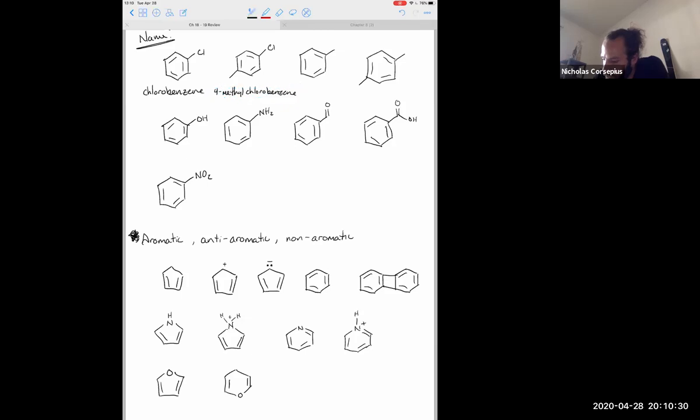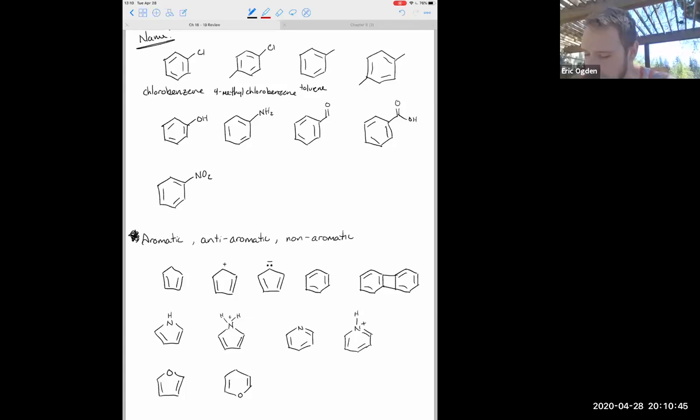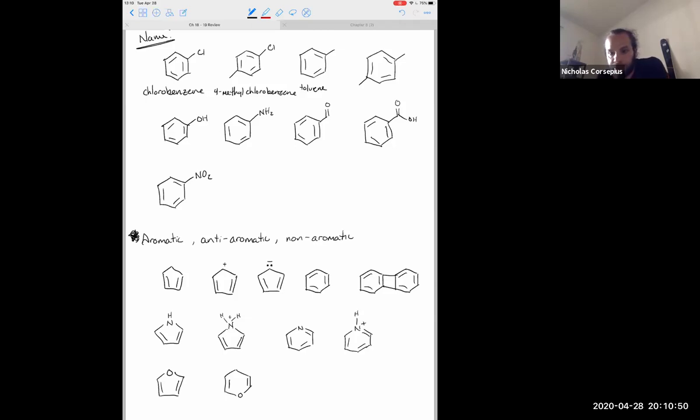All right, but that brings us to this one, which Eric is correct. This is toluene. It's got its own special name when you have one methyl group. What about when it's two methyl groups? 1,4-dimethylbenzene. 1,4-dimethylbenzene is perfectly acceptable.